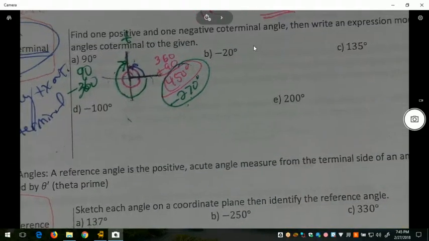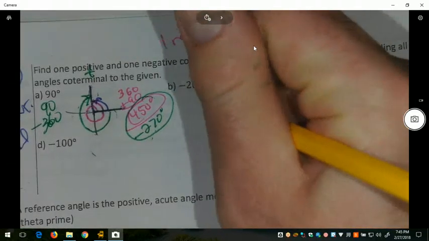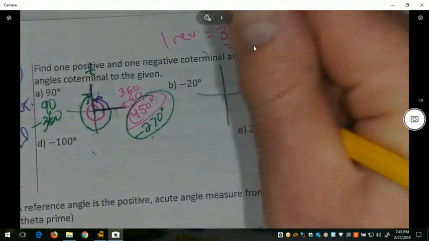Let's take a look at letter B because it's a little bit different when we start with negative angles. Not really, not in terms of how we do it, but in terms of how some people think about it.